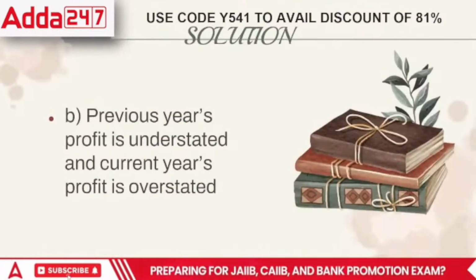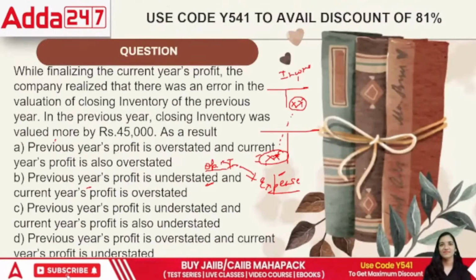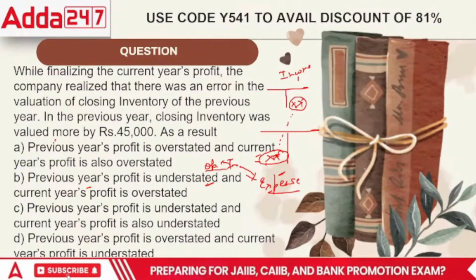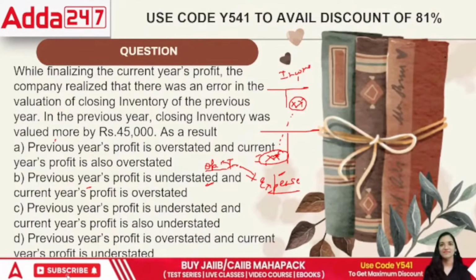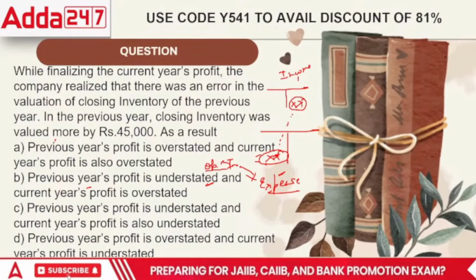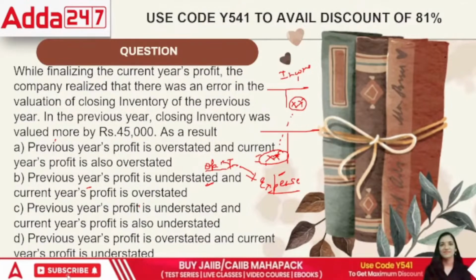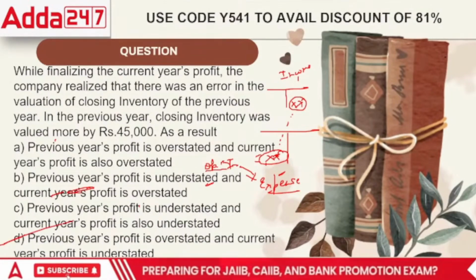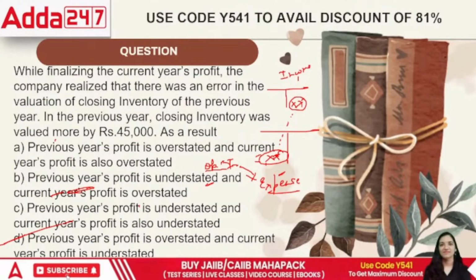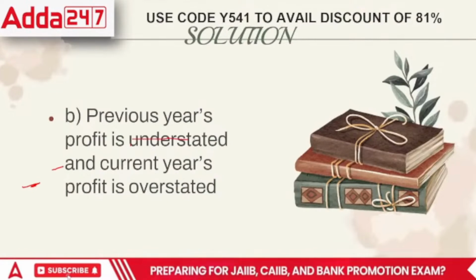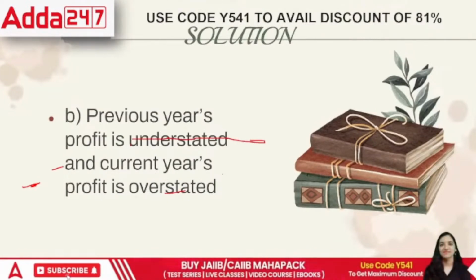Right? So what will happen if the income is more? It says there was an error in valuation of the closing inventory of the previous year, which was valued more. In this case, the previous year profit was overstated because there is more income. The answer is D, not B. The answer is D, everyone. The previous year profit is increased because the income side is more. So technically, the correct answer is D: the previous year profit is overestimated and this year is understated. The other point is wrong, everyone.